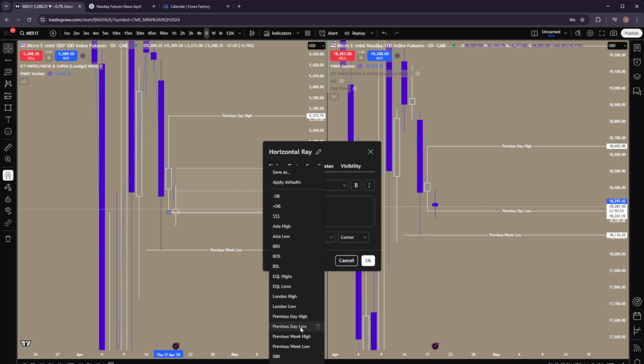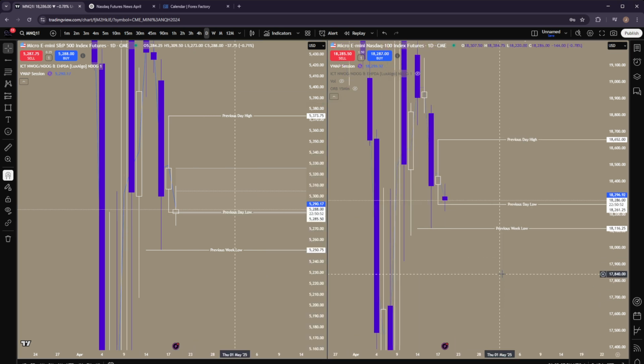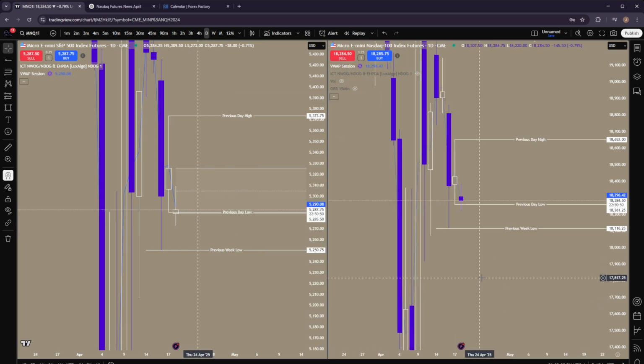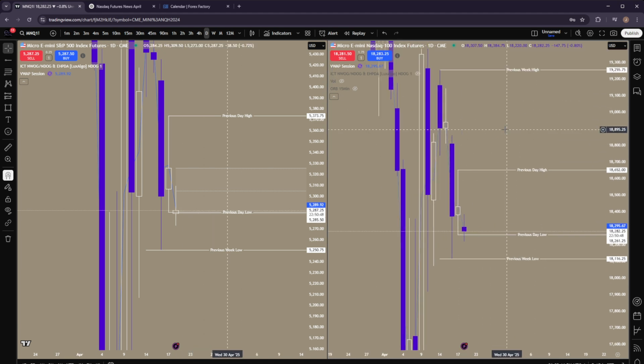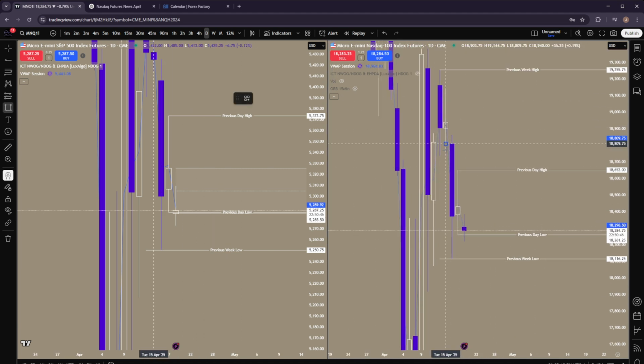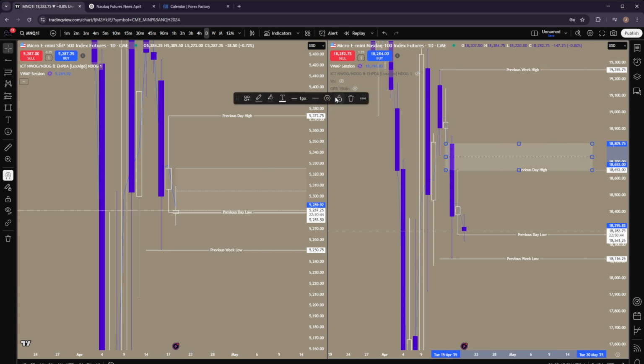So previous day low has already been taken, which could mean one of two things, right? That could mean it's just a quick liquidity sweep to come back up for previous day high to trade into this bearish fair value gap up here. Or it could tell us that we're going to see a strong continuation down.